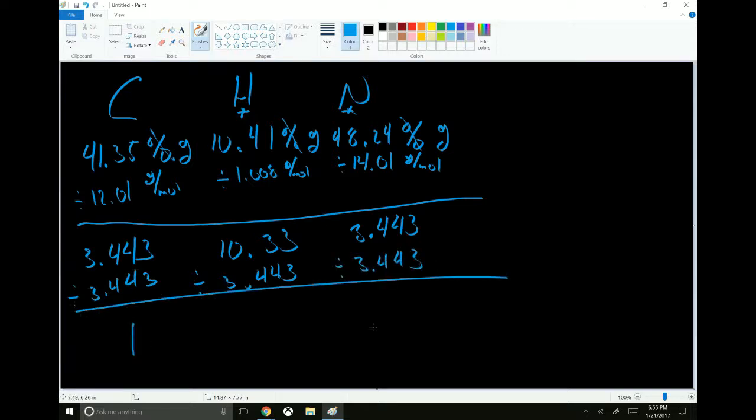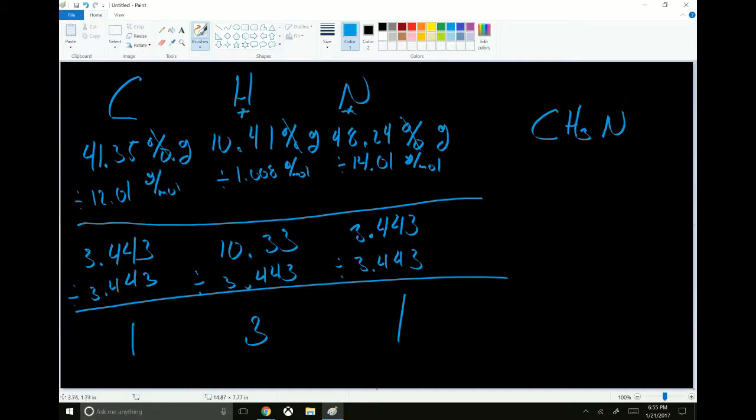Now, for carbon and nitrogen, that's easy. It's 1. For hydrogen, you put it in your calculator, and you get 3. So whatever molecule this is, it has an empirical formula of CH3N.